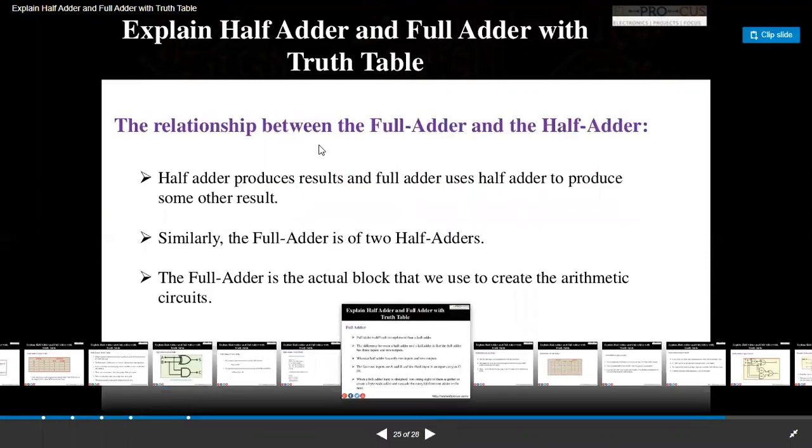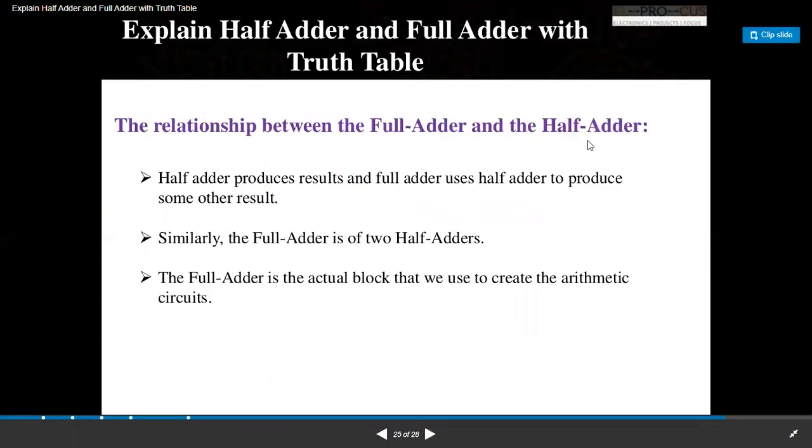So, the relationship between the full adder and half adder. Here the half adder produces results, and the full adder uses the half adder to produce some other result. Similarly, a full adder is made of 2 half adders. So here is the similarity between the full adder and half adder.